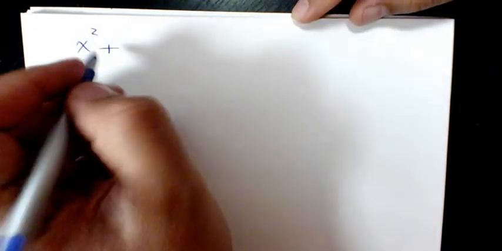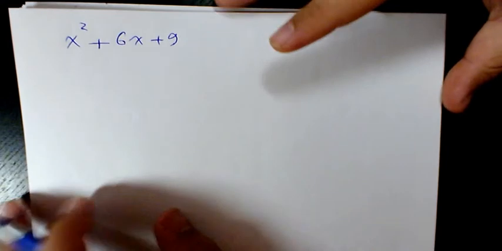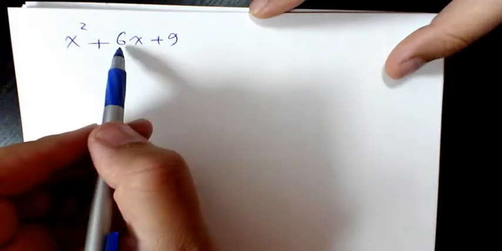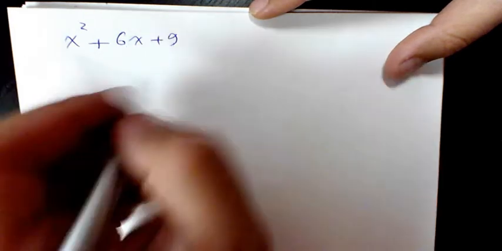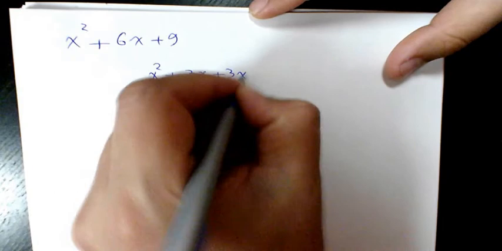Next example. x squared plus 6x plus 9. One way is to factor that. Two numbers multiply to 9, add to 6. So obviously it's positive 3 and positive 3. So it's going to be x squared plus 3x plus 3x plus 9.